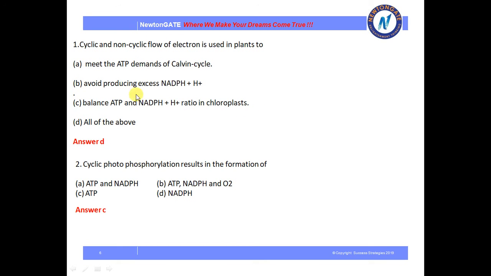Okay. Easy. Now the second question. Cyclic photophosphorylation results in the formation of: A. ATP and NADPH. B. ATP, NADPH and O2. C. ATP. D. NADPH. So very clear, if you go through my slide you can easily answer this question. C. ATP is the correct answer.